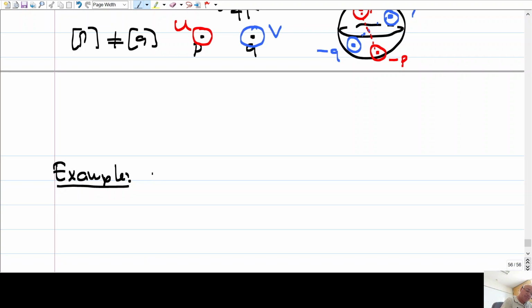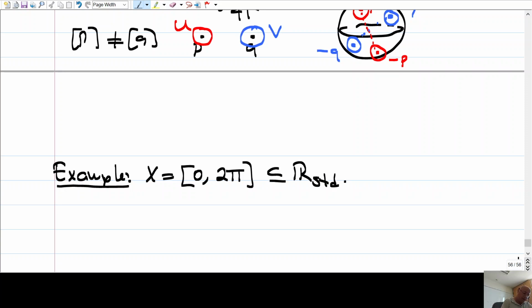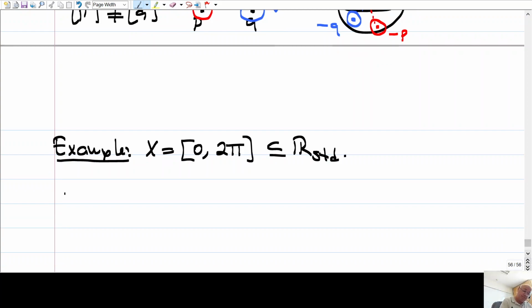Well, consider another example. Let's say X is the interval 0 to 2 pi, considered as a subspace of R with the standard topology. Okay, and let us consider the following equivalence relation. Define on X as follows.